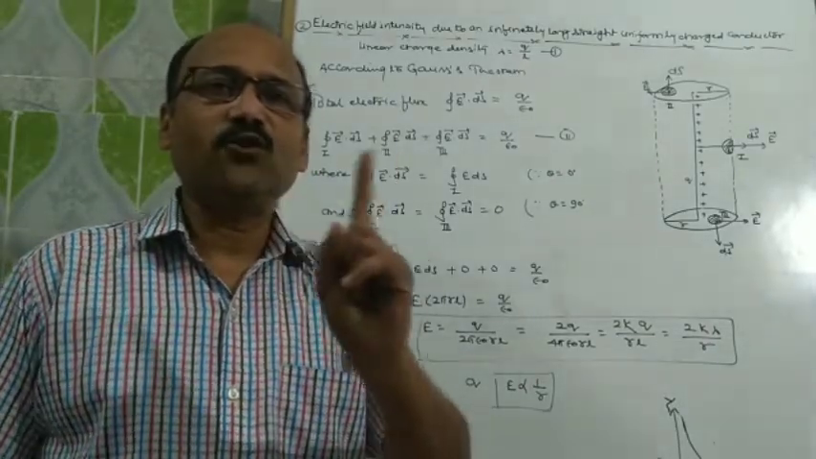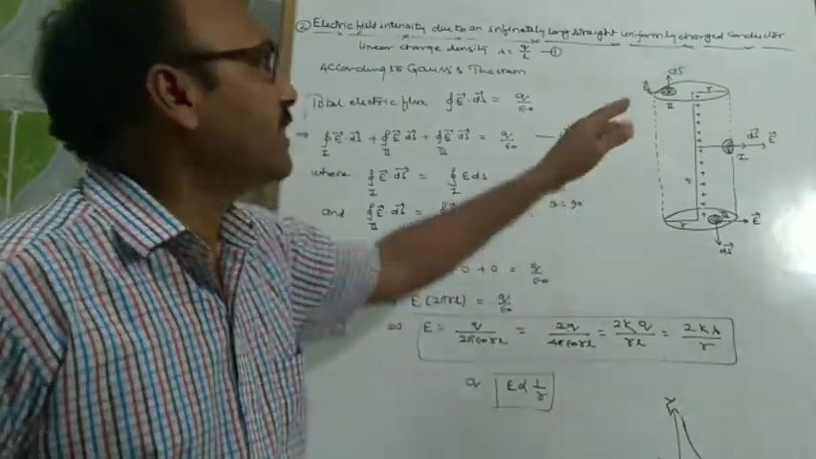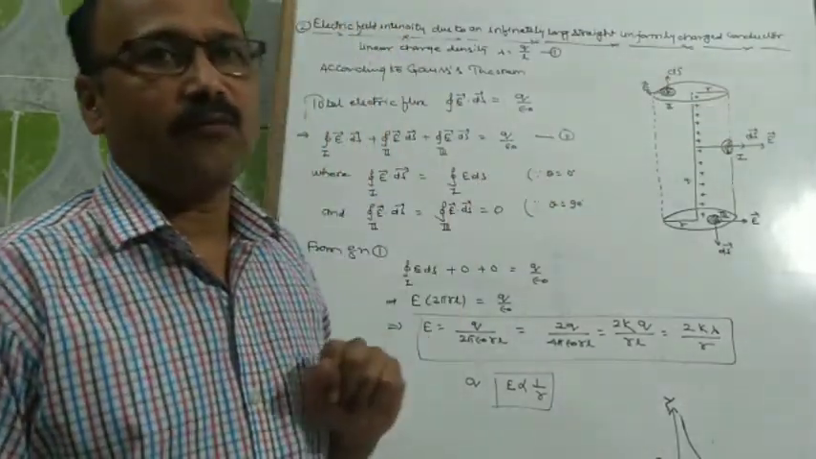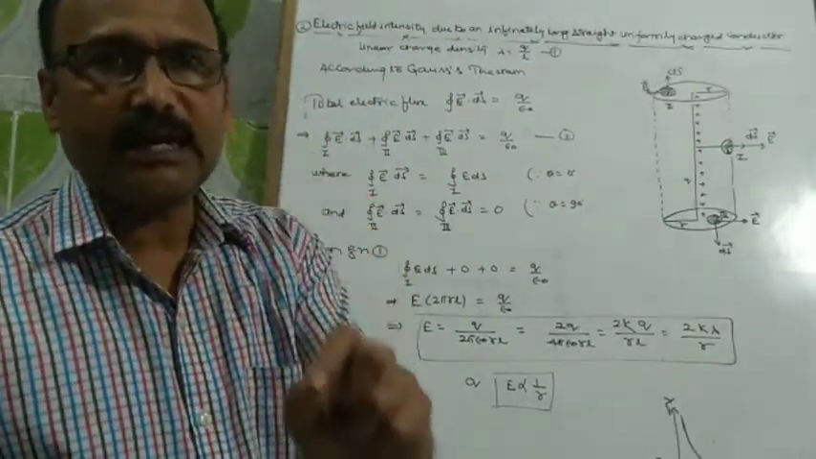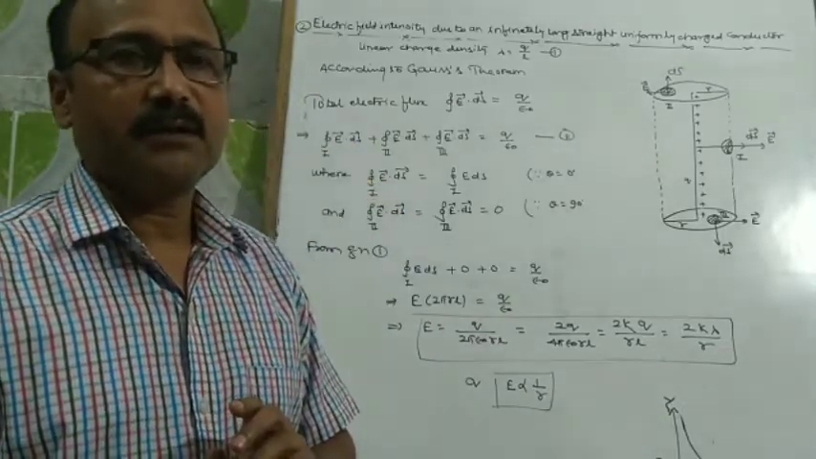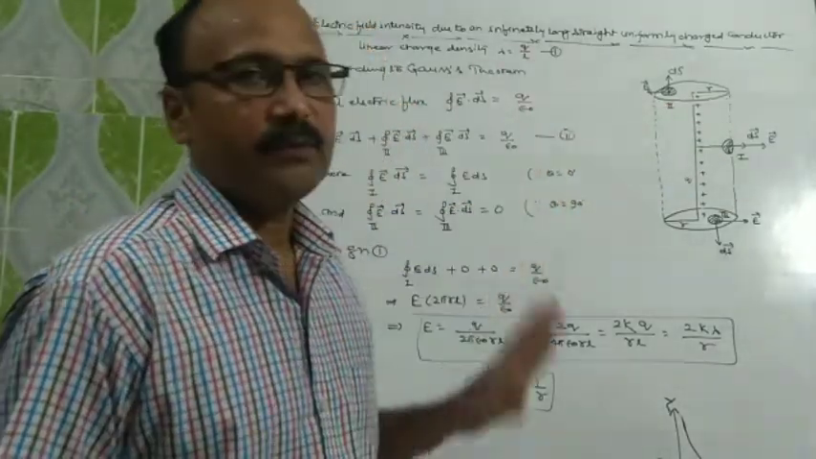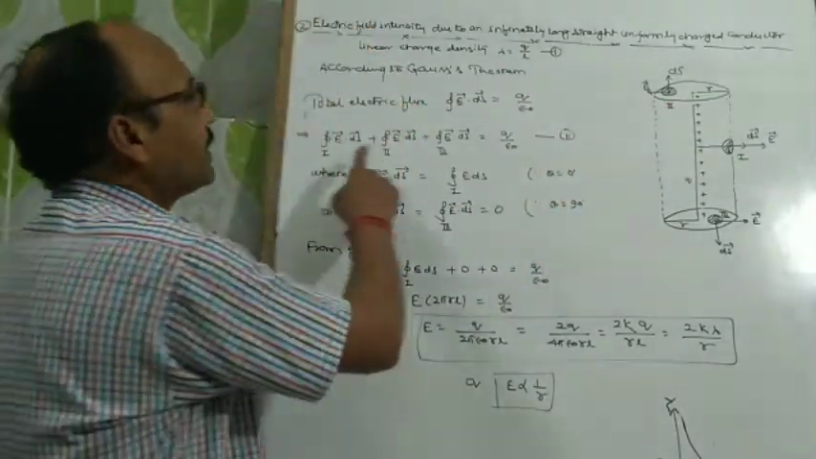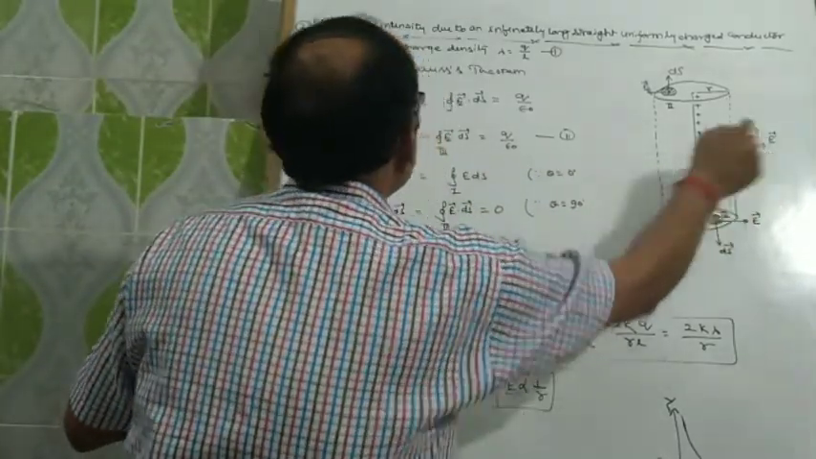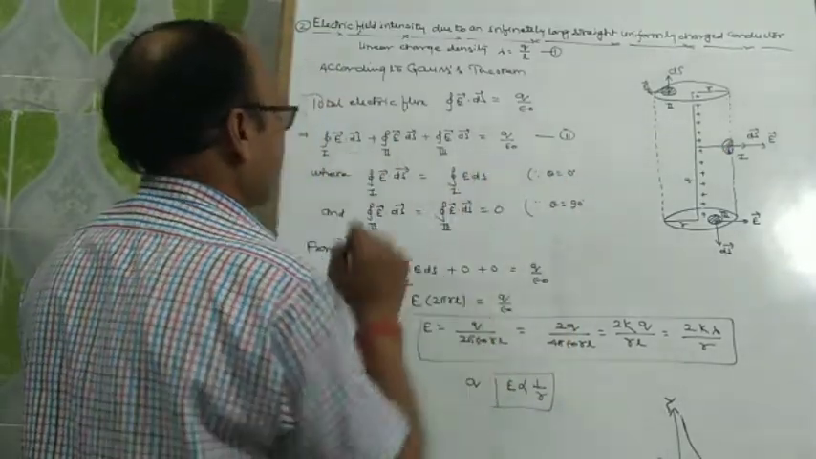But there will be no role of electric field intensity perpendicular to its cross sectional area. Why? Because its cross sectional area is negligible. There is no charge on that surface. That's why it is always perpendicular to its length only. So at this point E and ds must be in the same direction. It means theta will be 0. So this is equal to E ds.